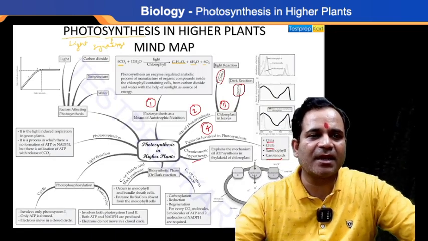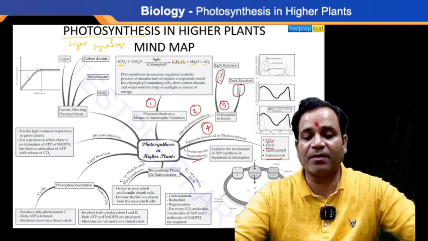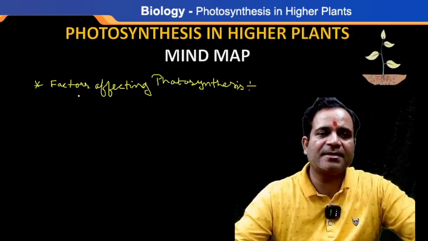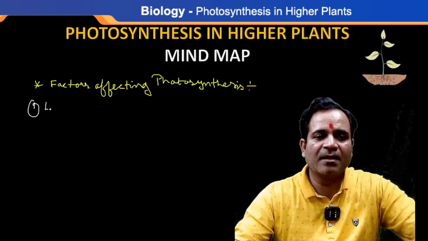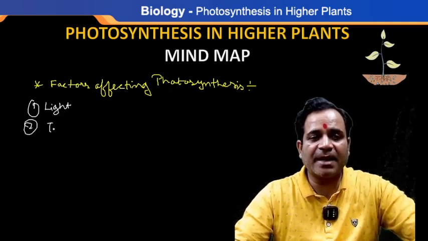First one is what? Light. Then carbon dioxide, then temperature, then water. Light, temperature, water, and carbon dioxide. Light. First one is what written there? Light. Second one is what? Temperature.